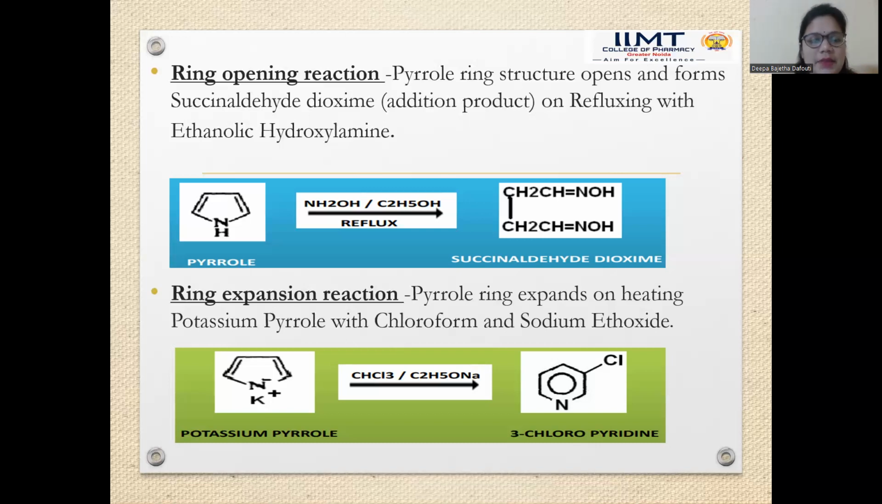Second is ring expansion reaction. Ring expansion reaction can lead to the expansion or contraction of an existing ring. In this, the pyrrole ring expands on heating potassium pyrrole with chloroform and sodium ethoxide. So this potassium pyrrole gives 3-chloropyridine with the treatment of chloroform and sodium ethoxide.